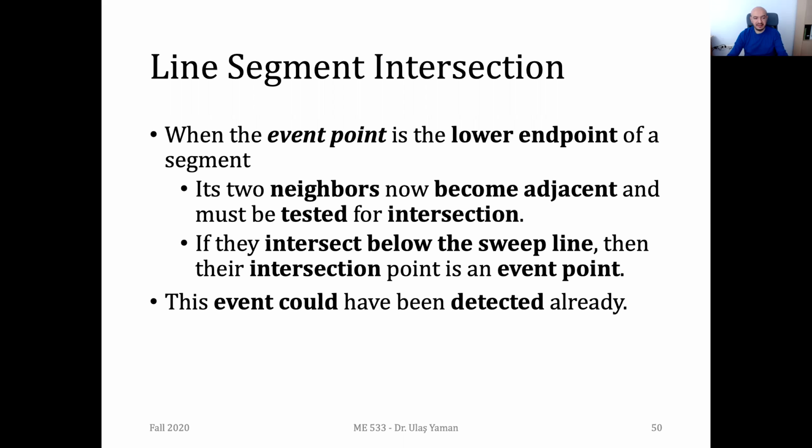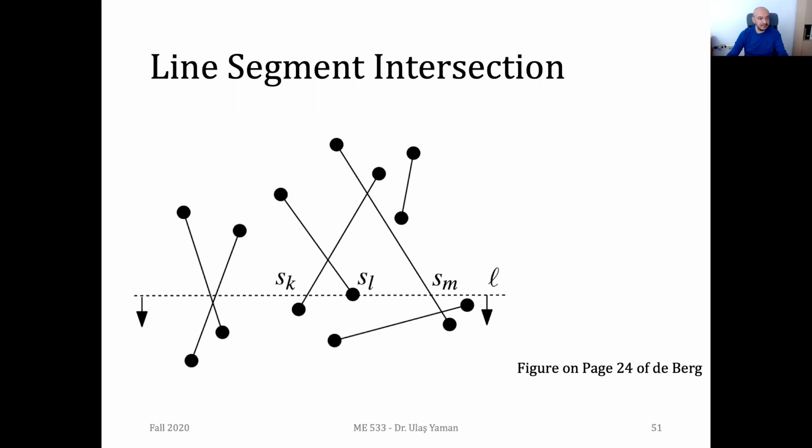But this is important, this statement. Once you do the check intersection, and if you find that they intersect below the sweeping line, then their intersection point is an event point. But this event point could have been detected already. So if you find an intersection point, but if it's already detected, then you don't need to store the same event point into your event data structure, since that will be a duplication. And now I will show you this issue on this example.